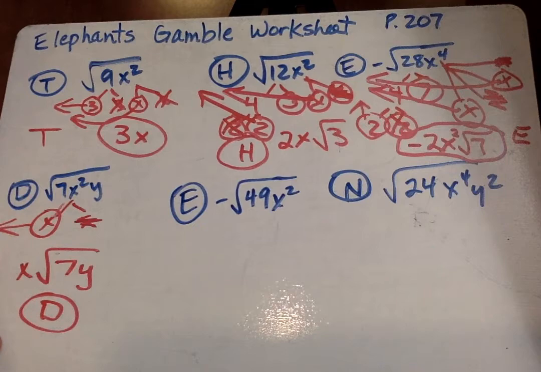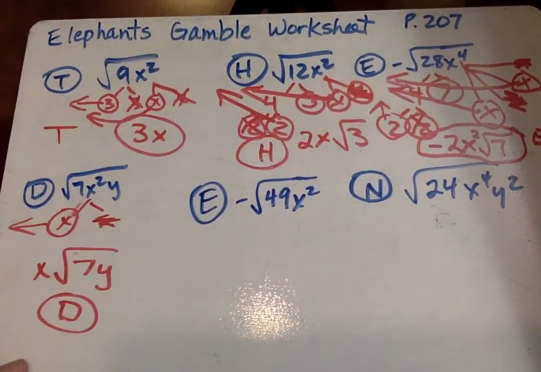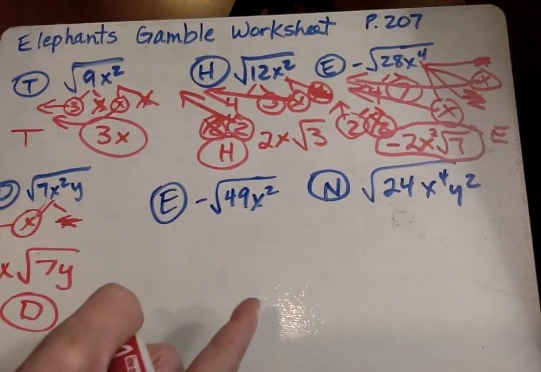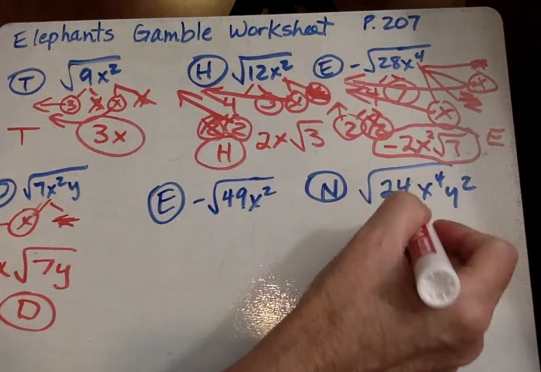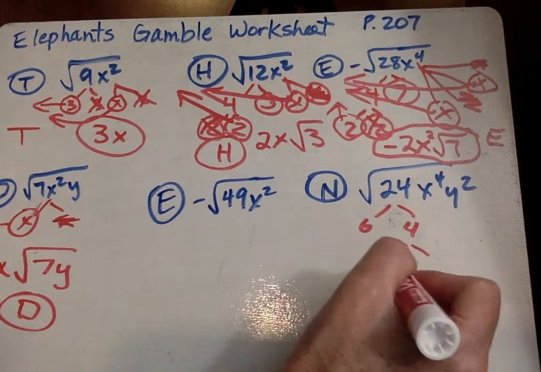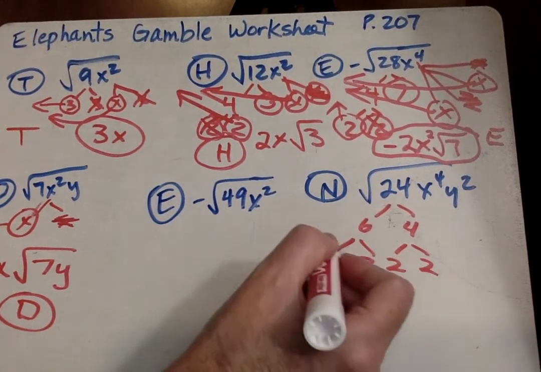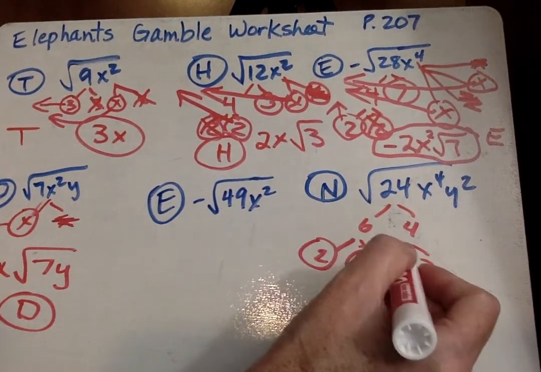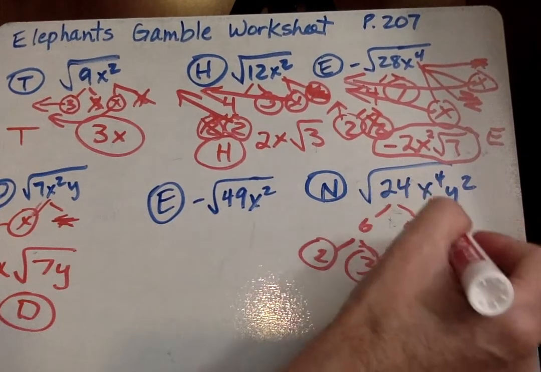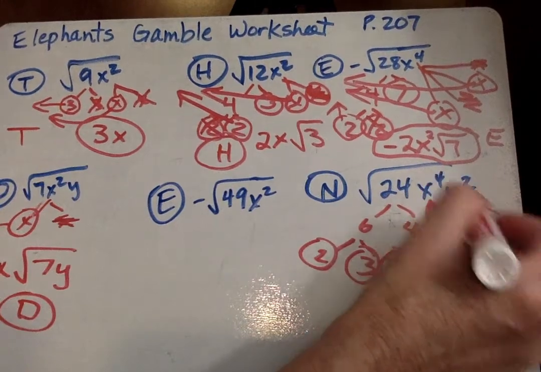Okay, the next one, E, has a negative on the outside, kind of the same as the last E, so over there. So I'm going to skip that one and go on to N. N has 24, 6 times 4, 2 times 2, 2 times 3. So we have 3, 2, 2, 2. And we know that there will be 4 x's and 2 y's.